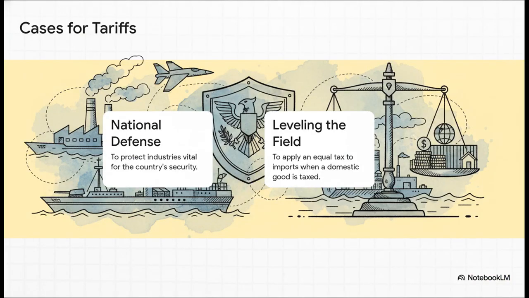Smith points to two clear-cut cases where tariffs actually make sense. The first, and most important, is national defense. If an industry is vital for the country's security, especially in wartime, you protect it. The second is just about basic fairness. If you tax a product that's made at home, it's only right to put the exact same tax on that product when it's imported from somewhere else.